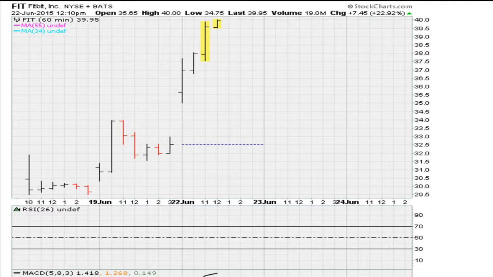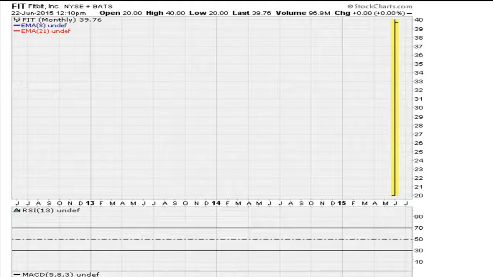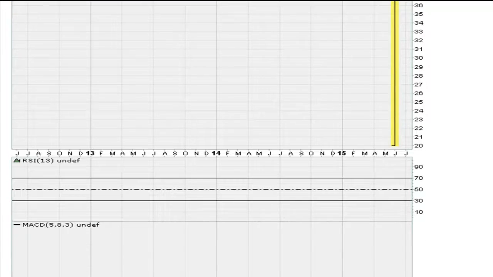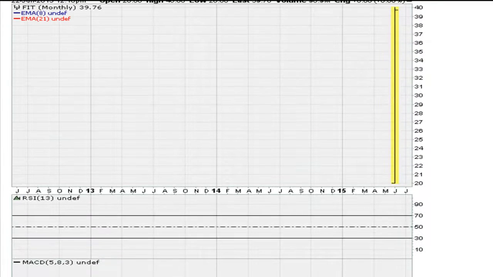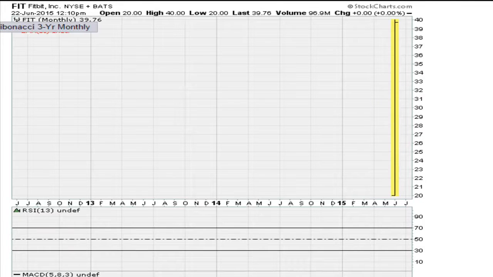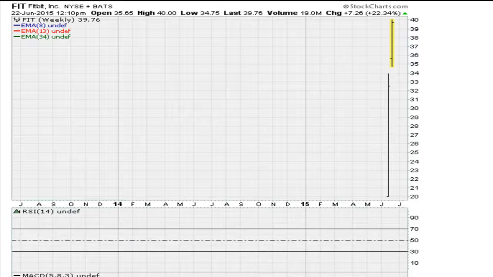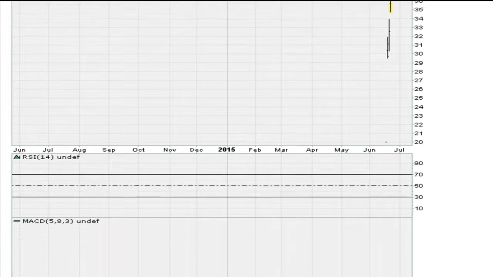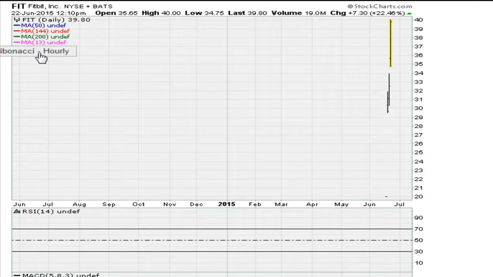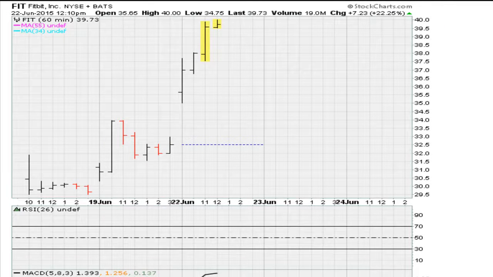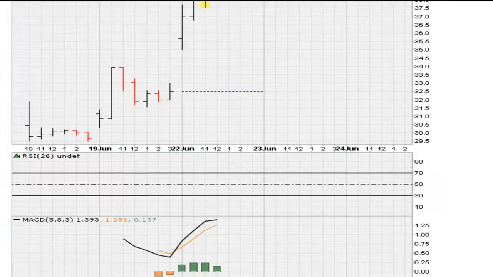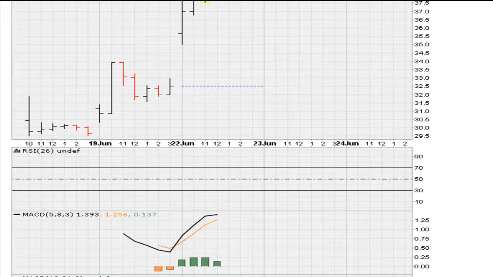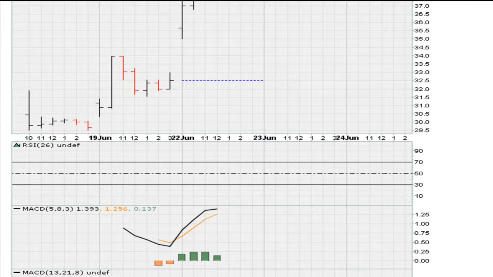And if we take a look at them, first and foremost, obviously the stock has been trading for just a couple of days. You can see that we don't have any indicators on the monthly. Obviously we don't have any indicators on the weekly either, or on the daily, and we don't have any indicators on the monthly other than the MACD. So we don't have any RSI data right now because the stock doesn't have enough history. We only have the MACD.